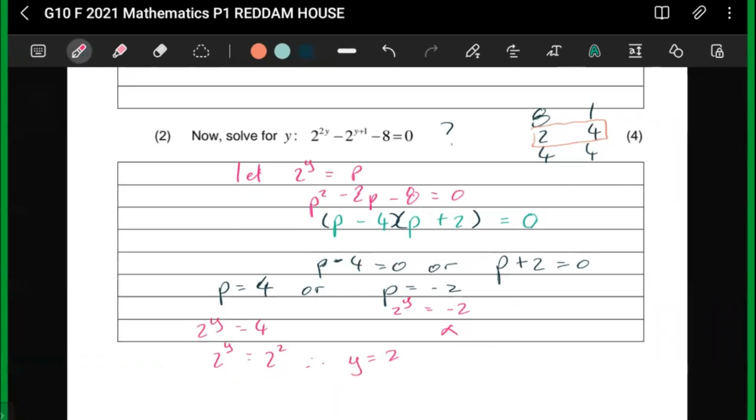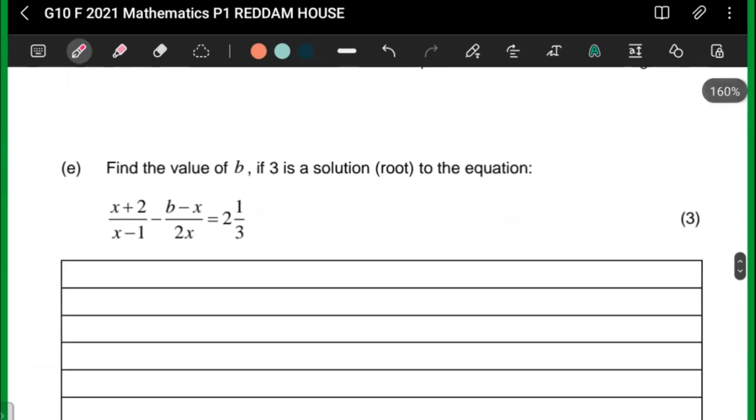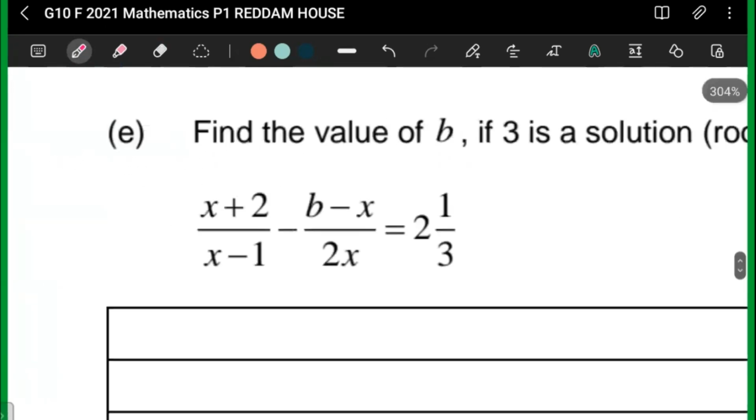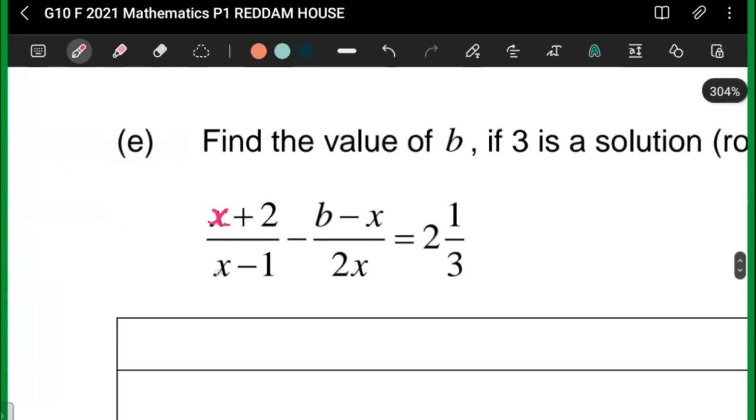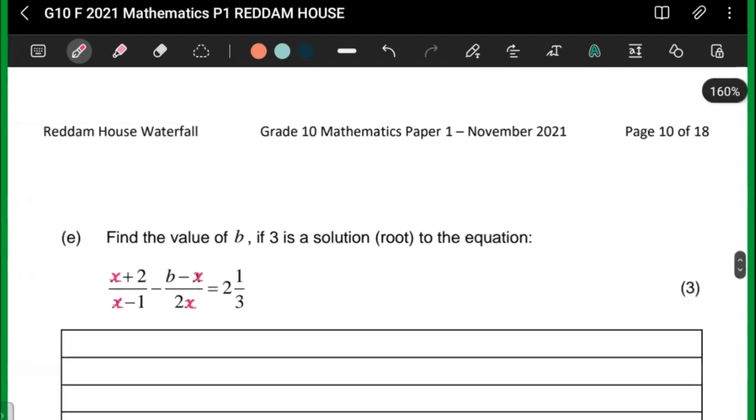Let's keep moving forward. E here says, for 3 marks, find the value of b if 3 is a solution of the equation. So if 3 is a solution to the equation, what that means is wherever x is, you have to put a 3 there, a 3 there, a 3 there, and a 3 there. And then we have to just solve for b. That's why it's just a 3-mark question.